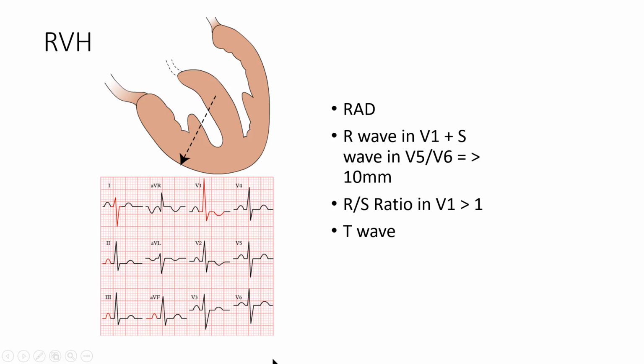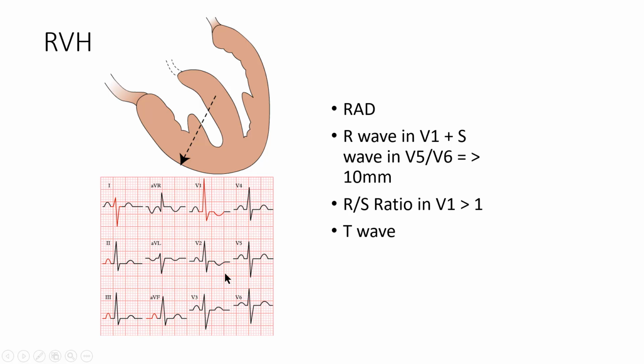Now, if we were to look here, we can see that there is a significant increase in this rightward deflection, or the positive component of the R wave, so that the next criteria is going to be an R wave in V1 plus an S wave in V5 or V6 that is greater than 10 millimeters. Actually, here the R wave achieves it very easily on its own. Another criteria that has been proposed is the R wave to S wave ratio in V1 is greater than 1. That quite simply means that the R wave is just bigger than the S wave.